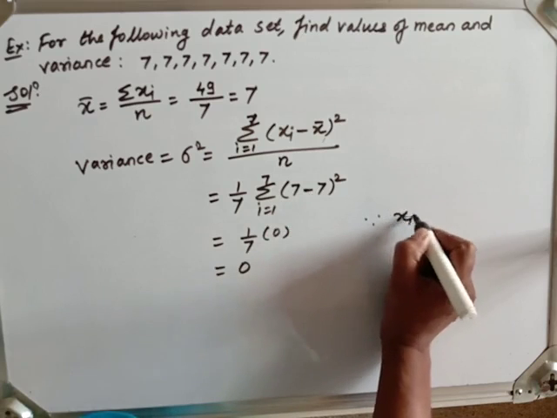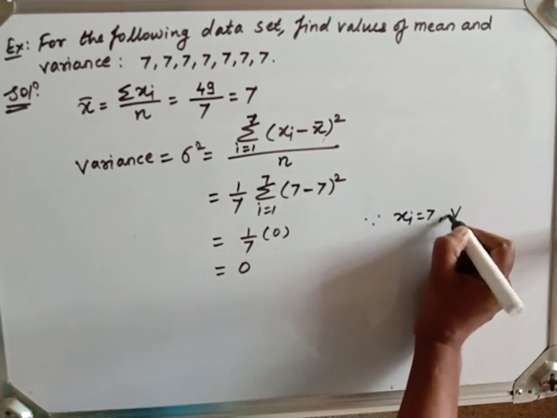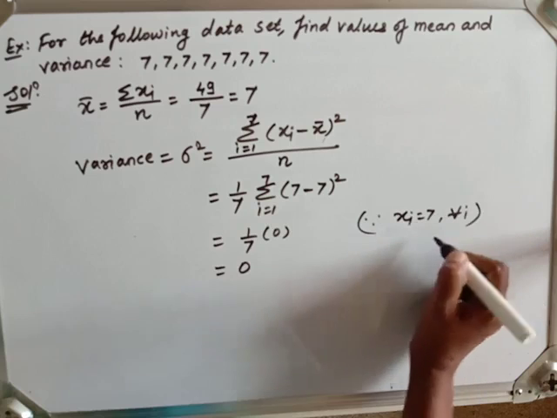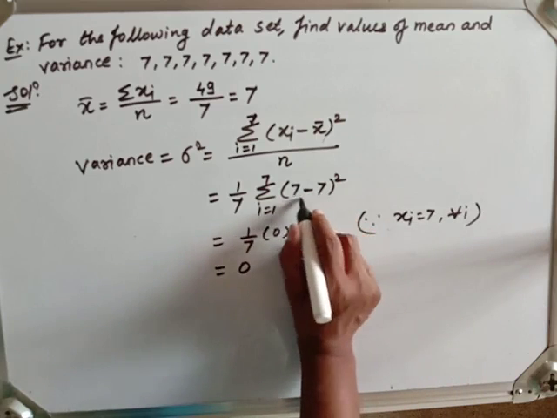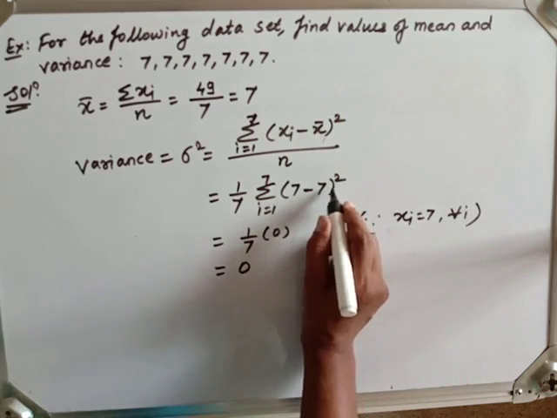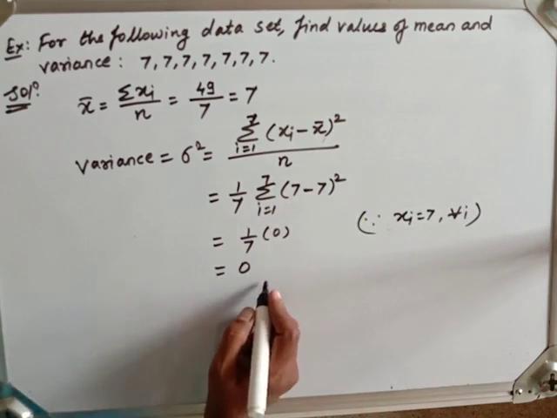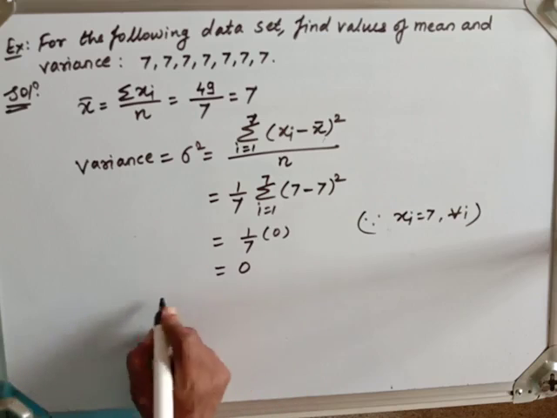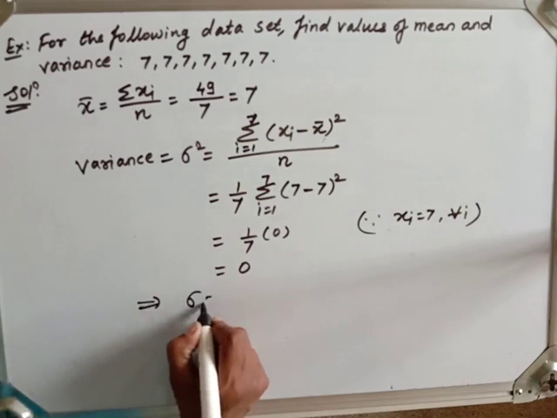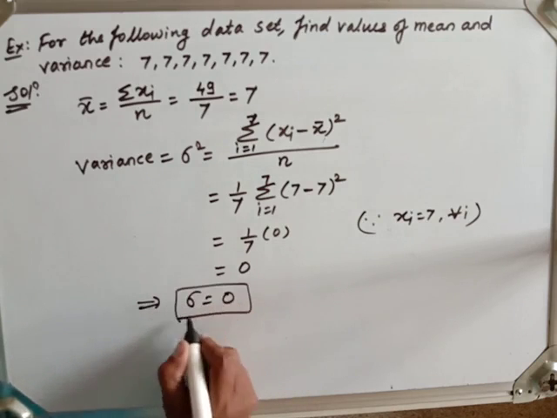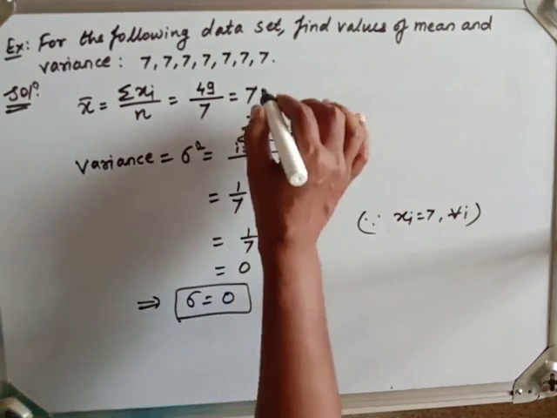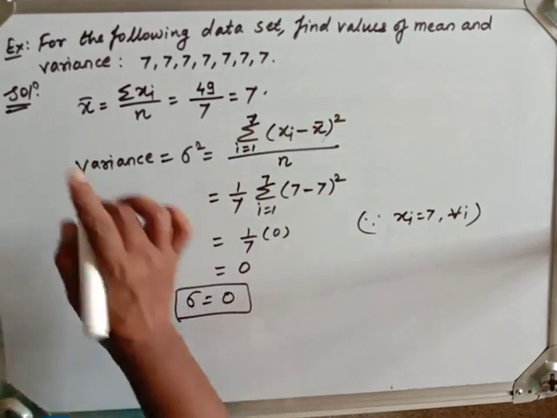xi is 7 for all i, and the mean is also 7. Arithmetic mean is also 7. So the difference between them is 0. So the variance is 0, and variance 0 means the standard deviation is also 0. But here in the question we have to determine simply the mean and the variance. So the mean is 7, variance is 0.